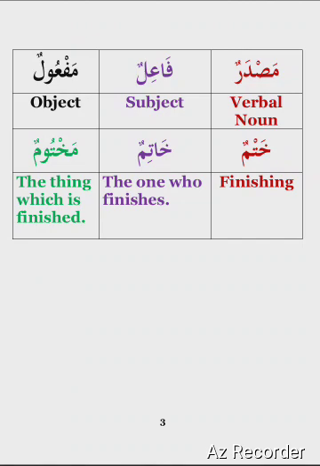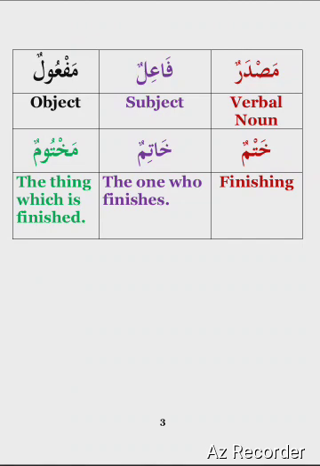Know your madi and know your mudari', then your masdar. They are very important to know for a three-letter verb in Arabic. So khatimun is the masdar of khatama yakhtimu. The wazn of khatama yakhtimu is fa'ala yaf'ilu.